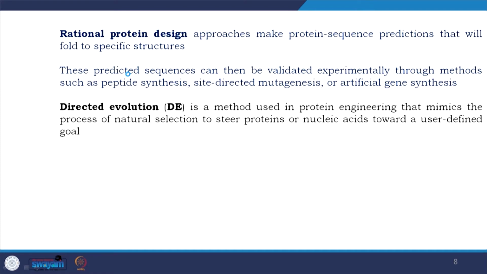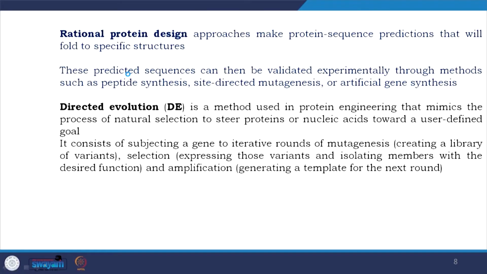Directed evolution (DE) is a method used in protein engineering that mimics the process of natural selection to steer proteins or nucleic acids toward a user-defined goal. As I told, it is a mimic of the process by which nature creates and maintains all living organisms.